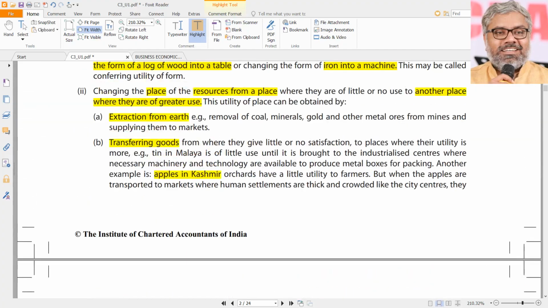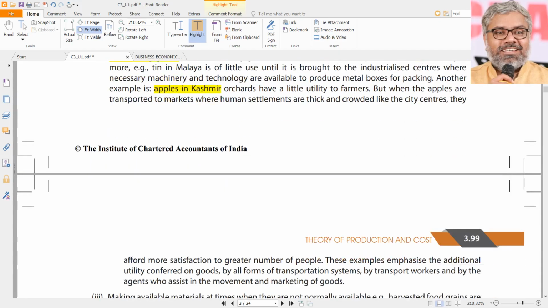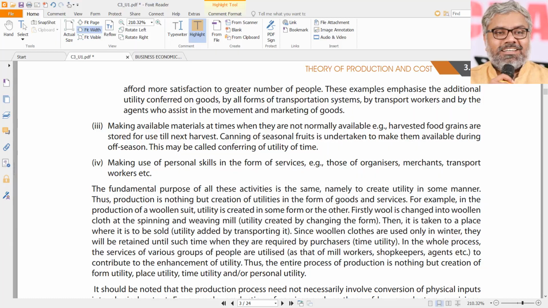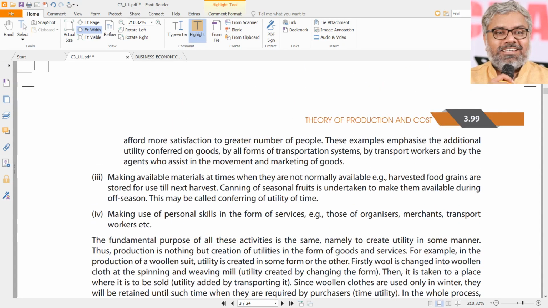So like that, the production process creates place utility by extracting from the earth and by transferring the goods from one place to another place, let us call it. That is the best thing. Don't think about satisfaction and all. That is generally a deviating word. So transferring from one place to another place, yes, that's what place utility is all about. And extracting goods from nature also is creating place utility, like that.